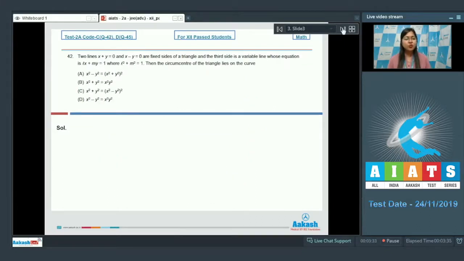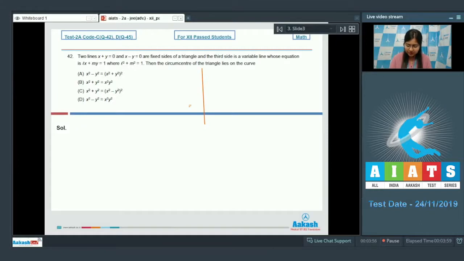Next is question number 42, which says that two lines x plus y equal to 0 and x minus y equal to 0 are fixed sides of a triangle, and the third side is a variable line whose equation is lx plus my equal to 1, where l square plus m square is equal to 1. Then the circumcenter of the triangle lies on the curve.